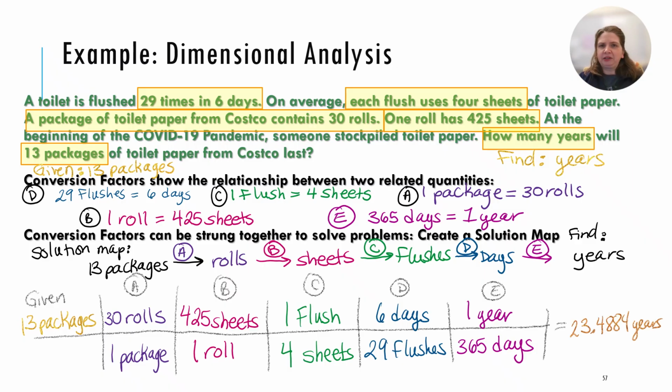After performing the calculation, we obtain 23.488 years. Because many of these quantities are exact counts, let's not worry about significant figures for this problem too much. Let's just say that's close to 23 years.